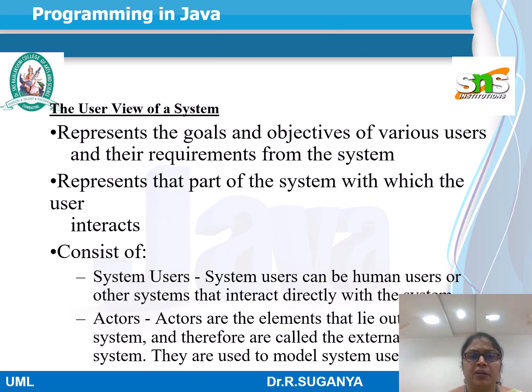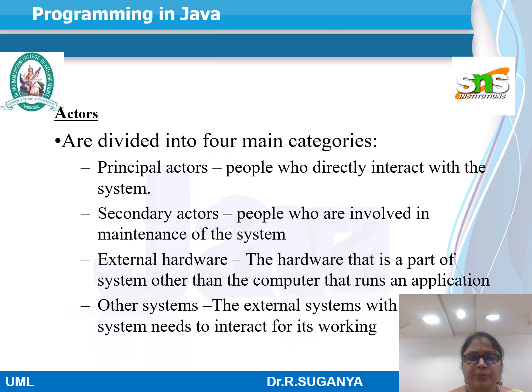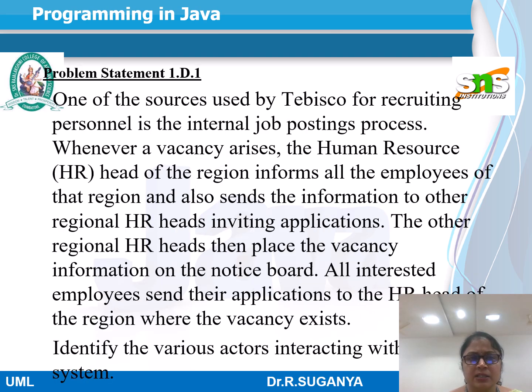In UML, we have notations, system users, and actors. System users are human users. Actors are the external persons who use a particular model. There are principal actors and secondary actors, external hardware, and other systems. Secondary actors are people involved in maintenance. Principal actors interact with the systems.